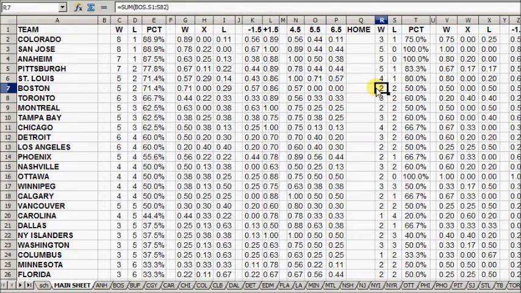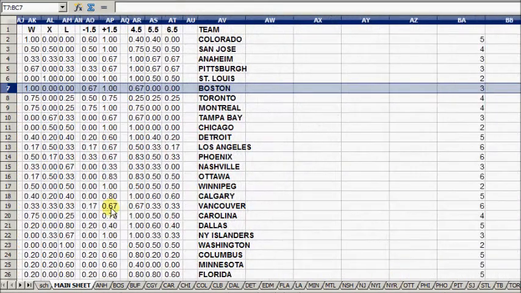Boston, who is on the road, they're 2-2 at home, which means they're 3-0 on the road. So I'm going to move this over here.